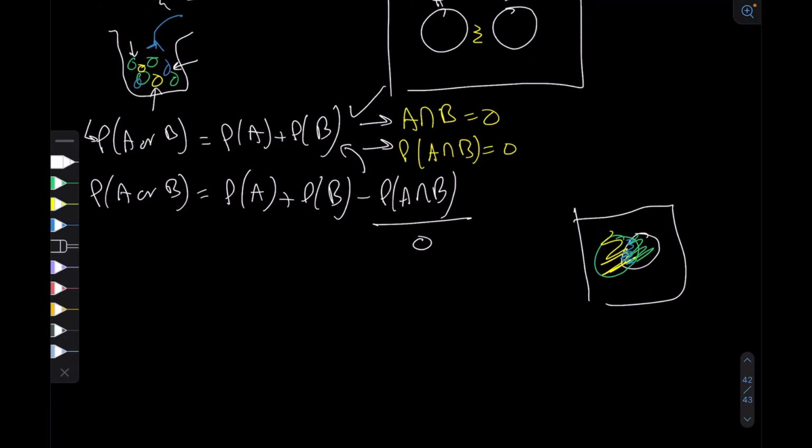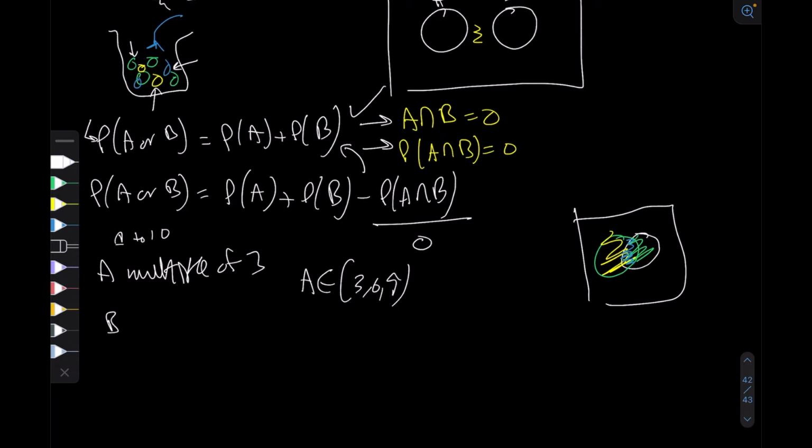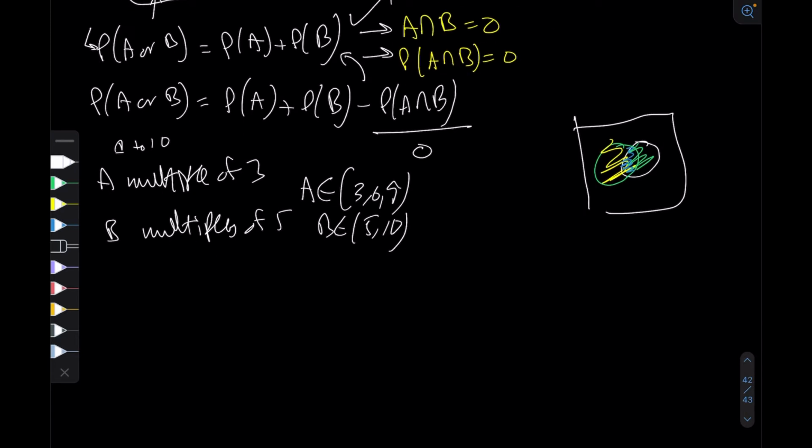So let's look at a couple of examples. Let's say A, you have a couple of numbers from 1 to 10, and A is the multiples of 3, right? So in other words, A is an element of 3, 6 and 9, and let's say B has the multiples of 5, so B is an element of 5 and 10, right? So the probability of A or B, well, let's look at the favorable outcomes: 1, 2, 3, 4, 5. So 5 out of the 10 is the probability, so 0.5.